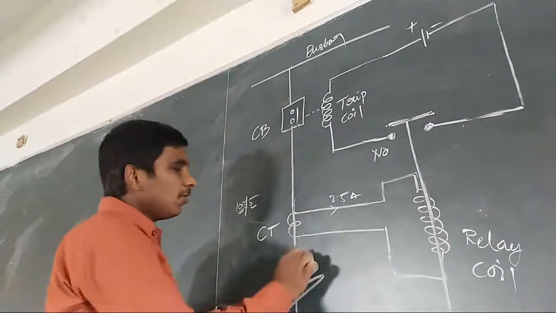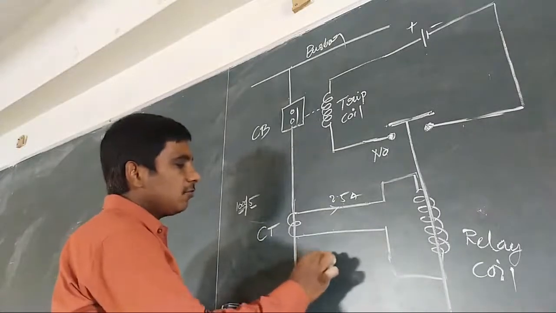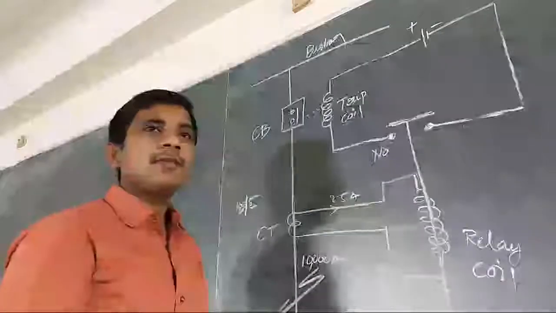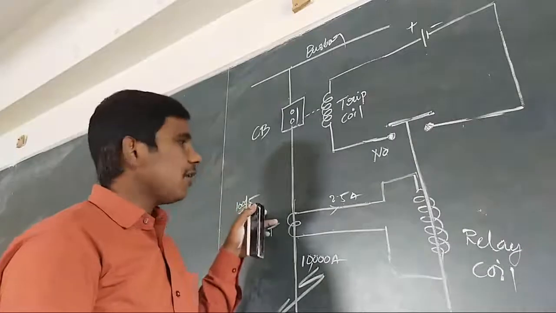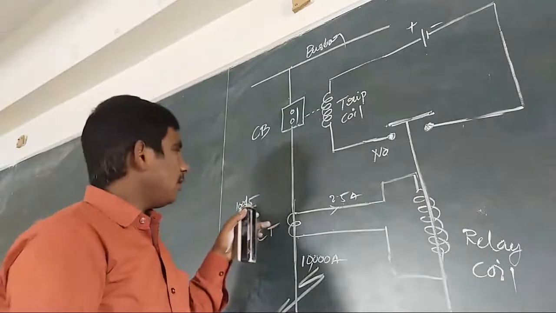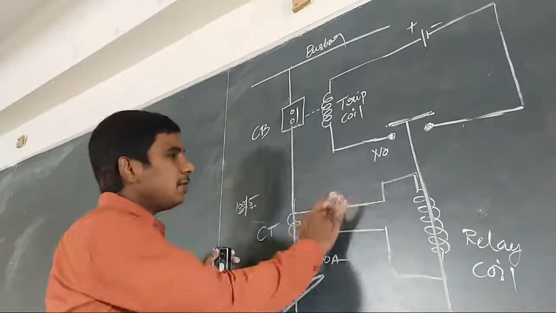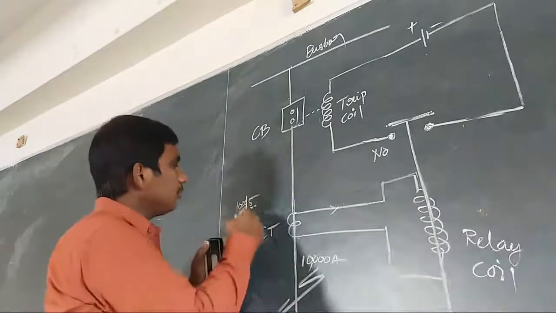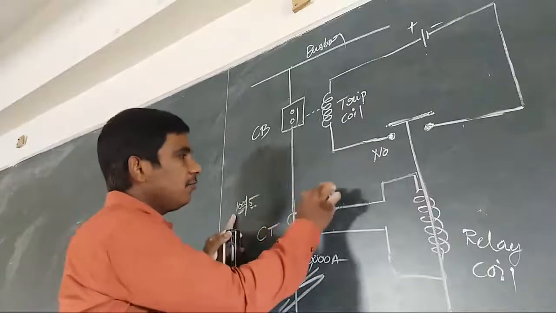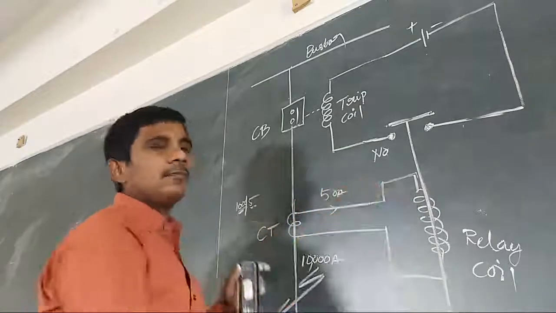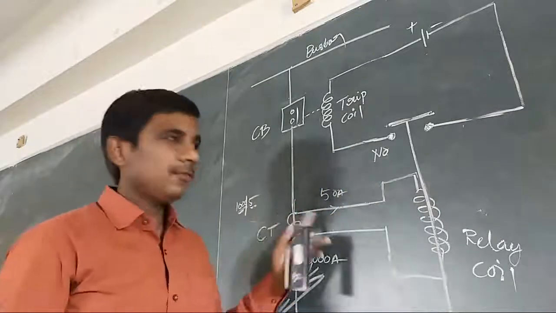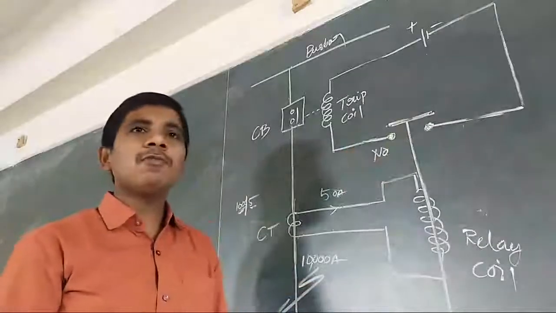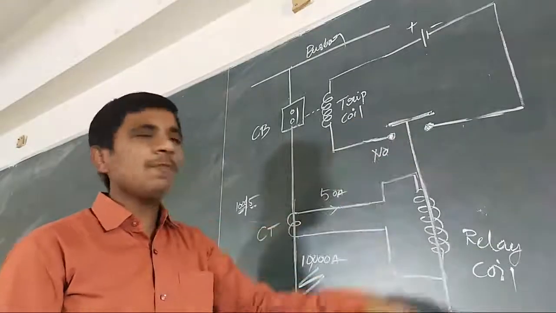Assume that 10,000 amps flows. What is the current here? For 10,000 amps in the line, it is 5 amps in the relay. 10,000 means 1000 into 10, so 50 amps will flow in this relay coil. 50 amps is a huge current, enough to move the plunger downwards.